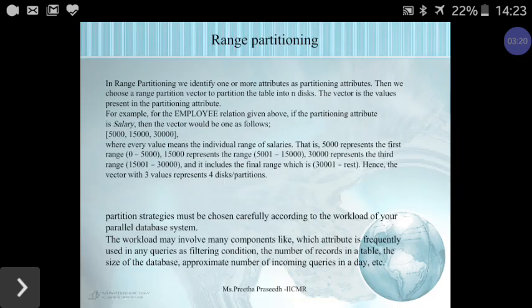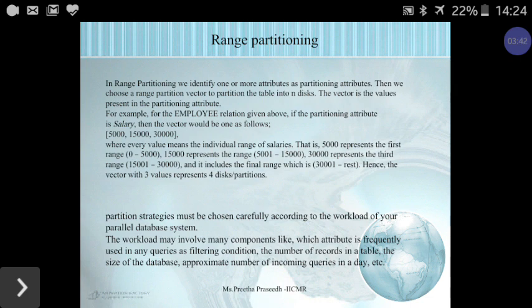Range partitioning. Here salary is the range vector: 0 to 5000 will go into one partition, 5000 to 15,000 into a second partition, 15,000 to 30,000 into a third partition, and 30,000 and above into another partition.